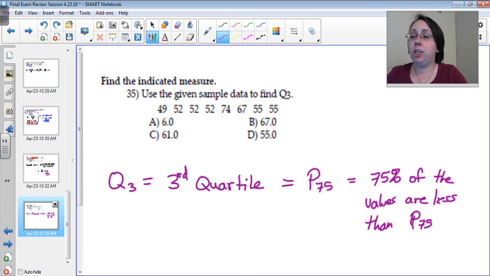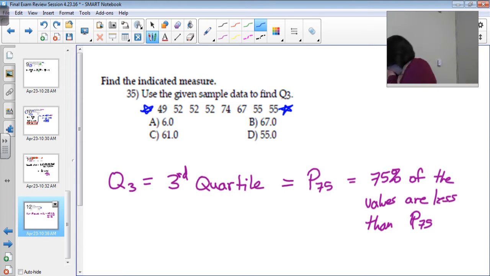Now, I will give you a huge, huge point here. Look at these numbers. What's wrong with these numbers here? They are less than 75. 75%. Than 75%. So of these data values, you have 100% of data values here. 3/4 of these, 75% of these data values are going to be less than the number you're looking for.